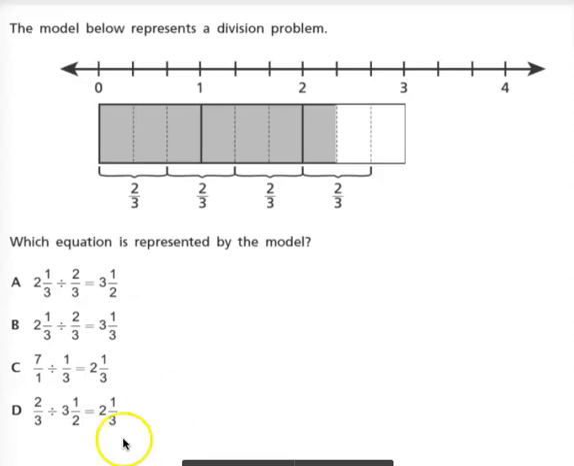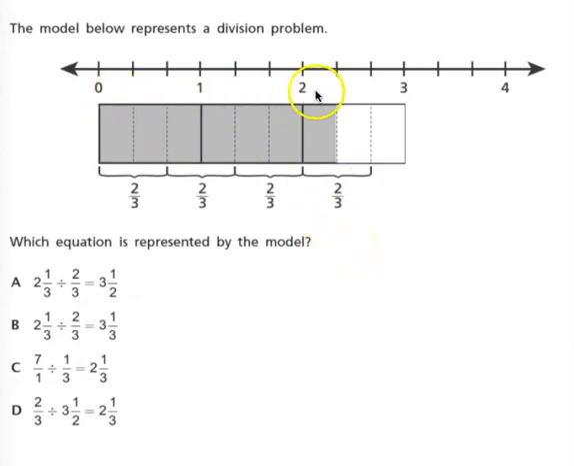Alright, I'll give you a minute again. So the shaded part, as I said before, if you look at the shaded part, what do you think is the equation we can create? The entire shaded amount is 2 and 1/3, and it looks like we're going to break it into 2/3 pieces. So it's like how many 2/3 we could get from 2 and 1/3. Which one do you think is the equation that represents the situation?